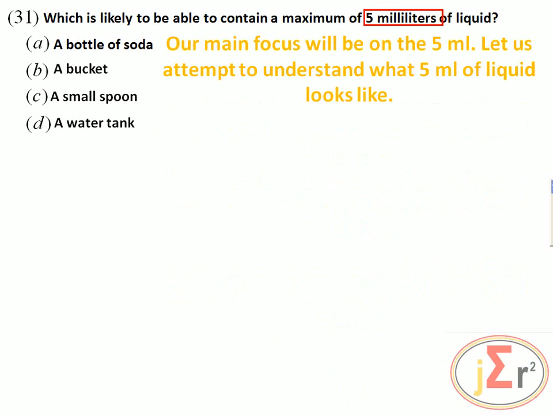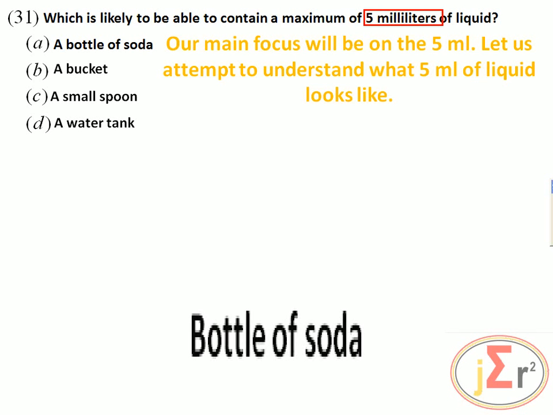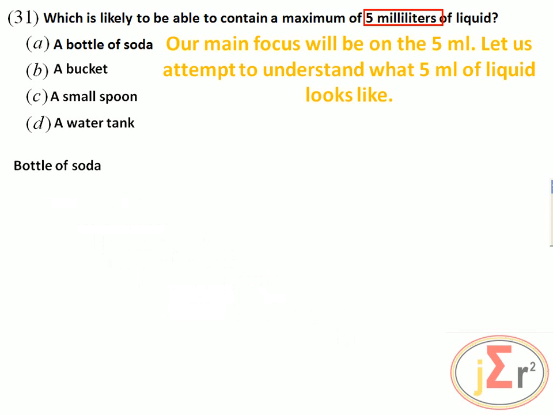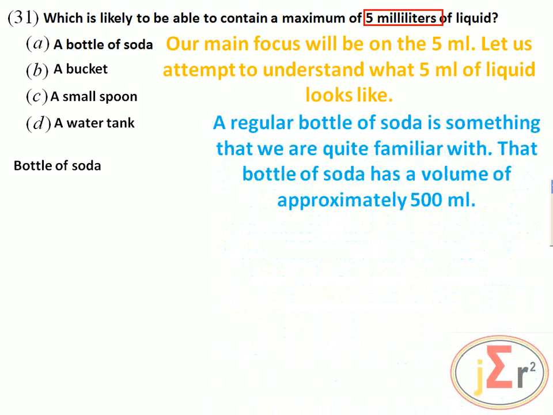Our main focus will be on the 5 milliliters. Let us attempt to understand what 5 milliliters of liquid looks like. A bottle of soda. I am sure, Jerry, that you know what a bottle of soda looks like. Yes. Correct. And that bottle of soda is 500 milliliters. So a regular bottle of soda is something that we are quite familiar with.